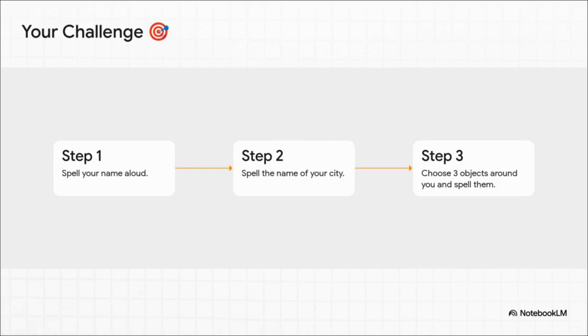All right, now it's your turn. I've got a little challenge for you to do today, and it's super simple. Number 1, spell your name out loud. Number 2, spell the name of your city. And finally, number 3, just look around you, pick 3 random objects, and spell them out loud.